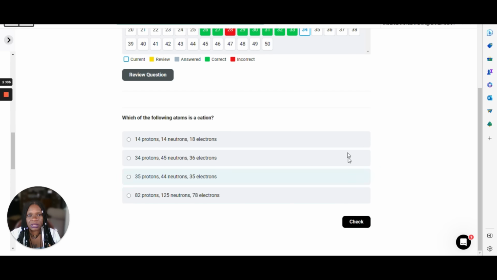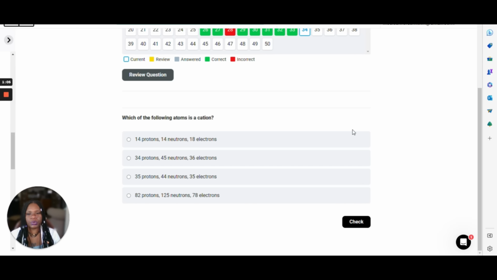And let's move on to the next question, which is: which of the following atoms is a cation? Is it going to be 14 protons, 14 neutrons, and 18 electrons? 34 protons, 45 neutrons, and 36 electrons? Is it going to be 35 protons, 44 neutrons, and 35 electrons? Or is it going to be 82 protons, 125 neutrons, and 78 electrons?